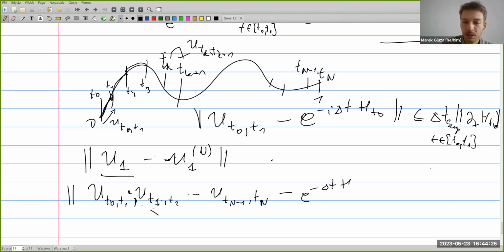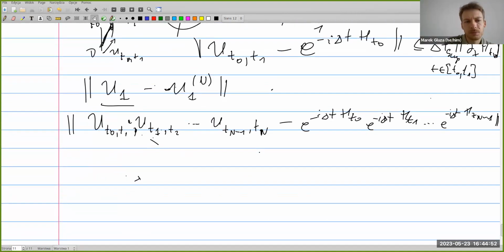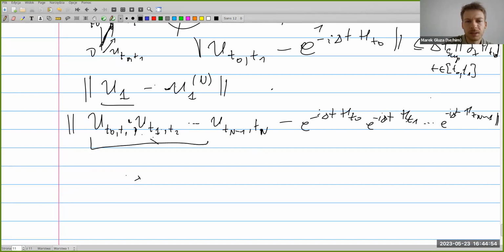And then we have minus e^{-iΔt H(t_0)} e^{-iΔt H(t_1)} up to e^{-iΔt H(t_{n-1})} in this case, because I start on the left edge. Doesn't really matter in this case. So now I need to do telescoping, depending on where I start. I could start with the last one, and what do I add? I repeat the same thing. So I would be adding this term.